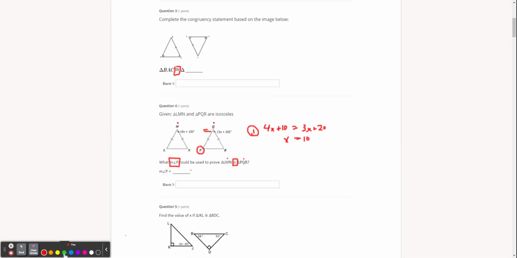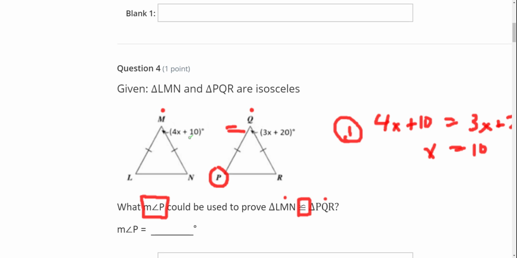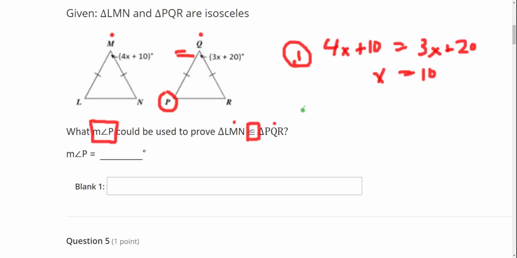Okay. Step 2 is going to be to do what? Absolutely. So I'm going to put that 10 in here. 3 times 10 is 30 plus 20. So angle Q is 50 degrees, which means because Q and M are both congruent that this is 50 degrees, right? So step 2 was to substitute. What's step 3?